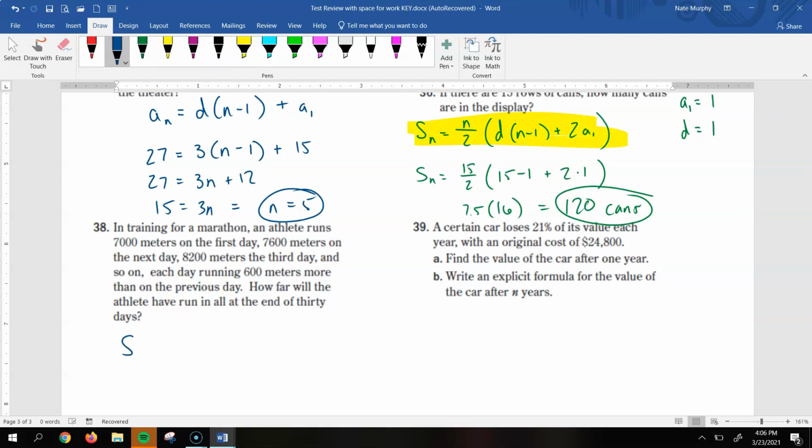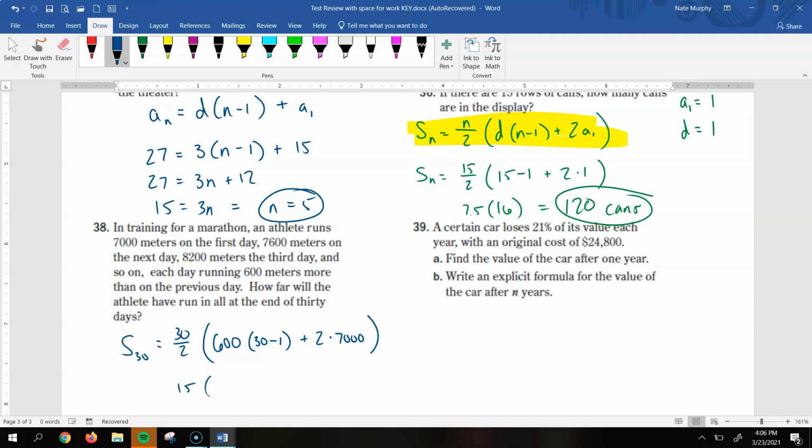So again, there's going to be 30 days. So n is 30, so we'd have 30 divided by 2, which, yes, I know that's 15. We'll simplify that next. We know our constant difference. Each day they're running 600 meters more than the previous day, so we'd have 600 times n minus 1. So again, 30 minus 1, which I know is going to be 29, plus 2 times the first term. And on the first day, they ran 7,000 meters.